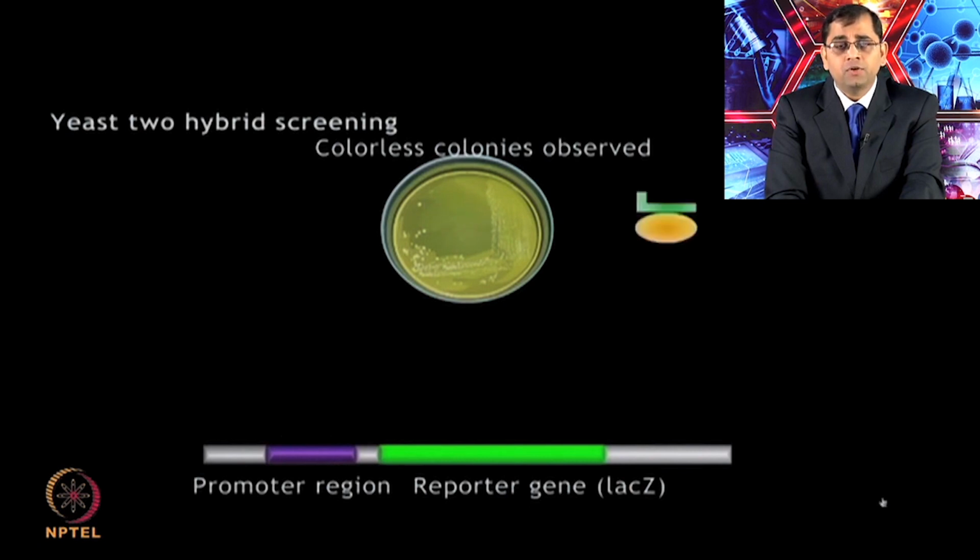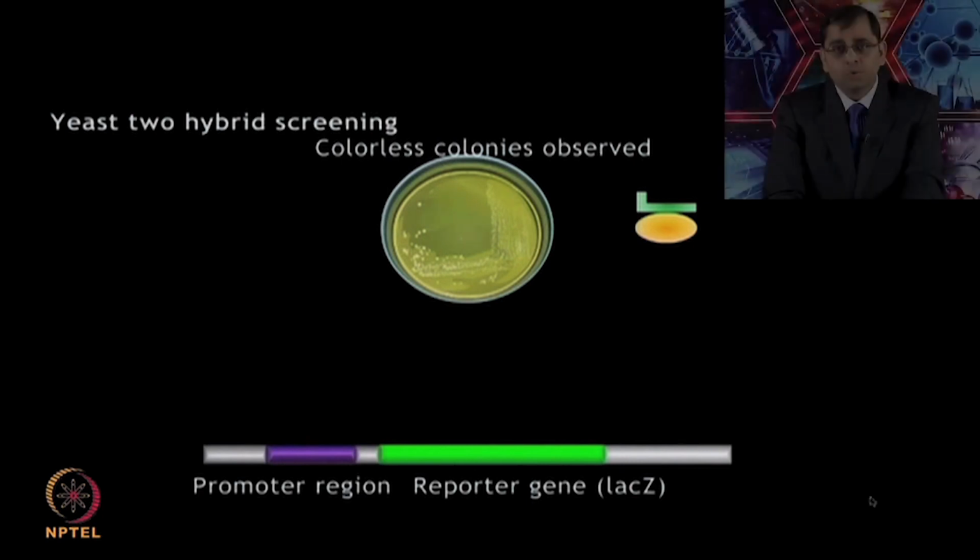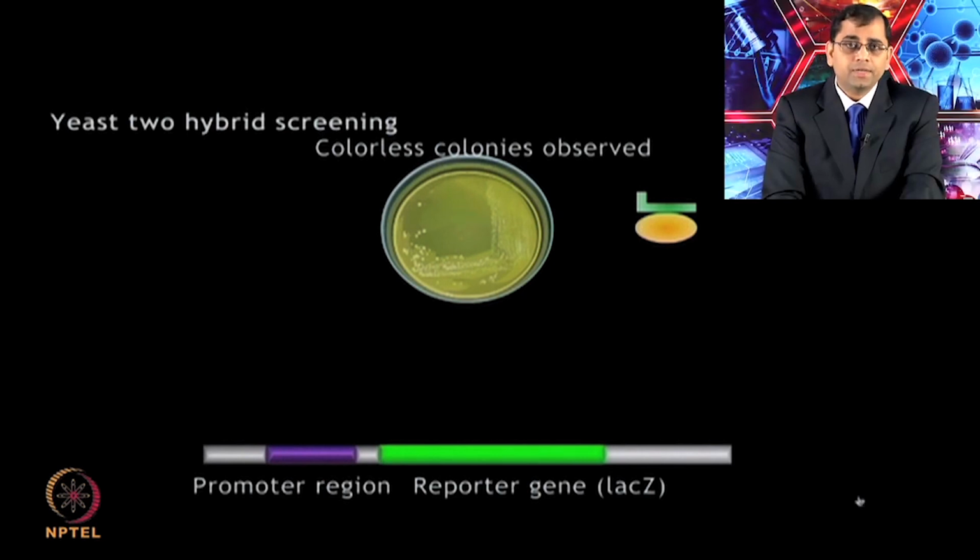Binding of either one of the fusion proteins to the promoter is not sufficient to bring about transcription of the gene. The two-hybrid screening protocol uses this interaction as the basis for screening protein interactions.